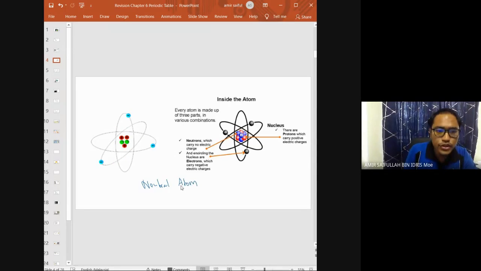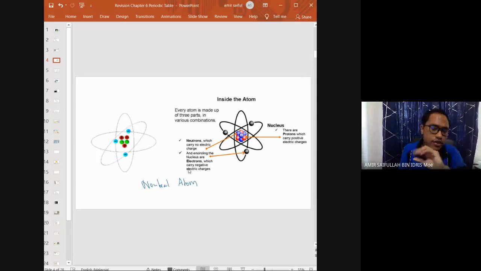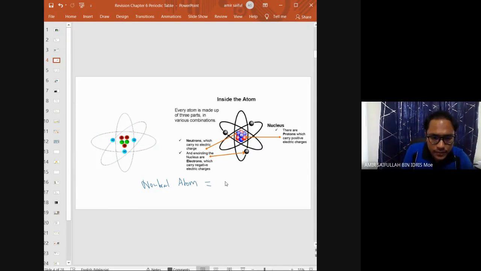it means that the atom has no charge. It is not positively or negatively charged. It has no charge, so we call it a neutral atom. So what is a neutral atom? A neutral atom has the same number of electrons as protons. The number of electrons is the same as the number of protons. This is the neutral atom.